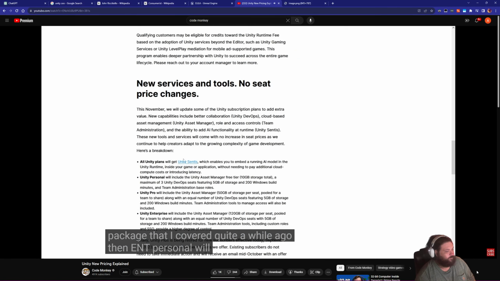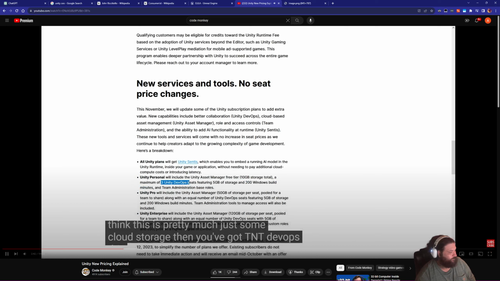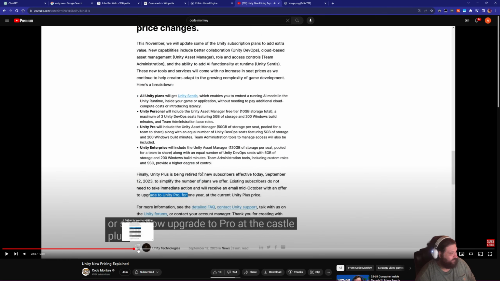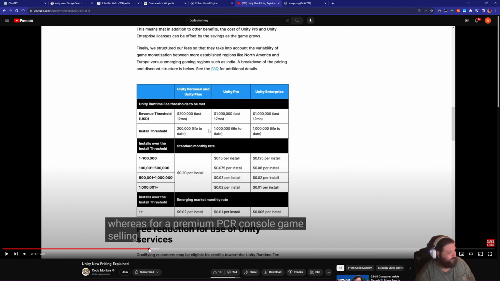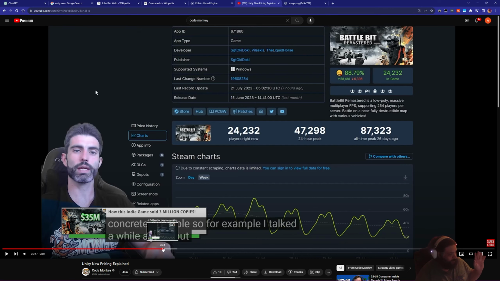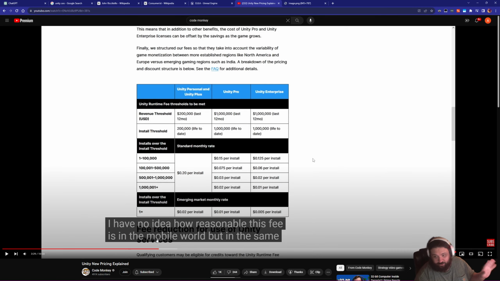Then Unity Personal will apparently get something called Unity Asset Manager. I think this is pretty much just some cloud storage. Then you've got Unity DevOps. This is, yeah, blah blah blah. I don't really have too much problem with that section of things. He's just kind of running through things, so we're just going to skip over this.